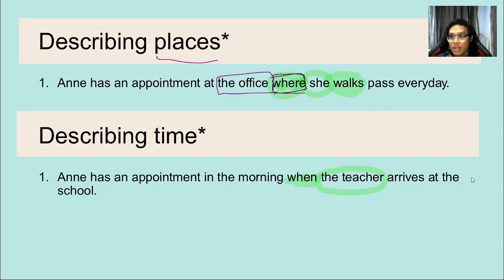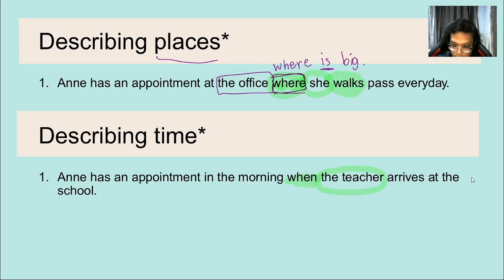For example, "the office where is big." It's super wrong, because here you use the verb to be instantly after the relative pronoun, right? So if we want to describe places and time, we have to have a noun before the verb.